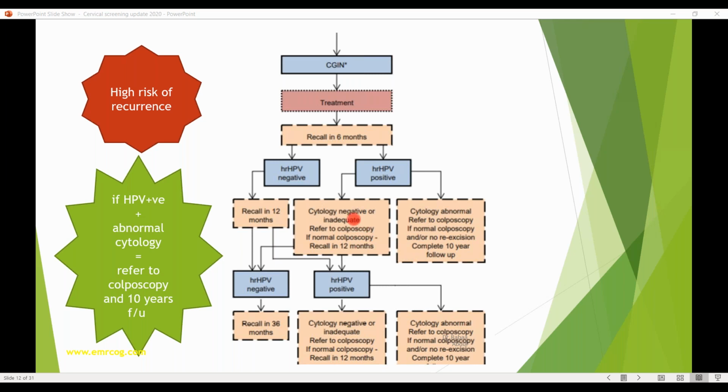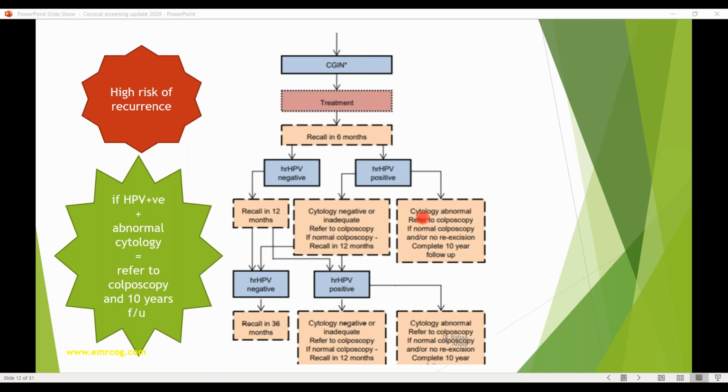Because according to the cytology here, the follow-up plan will be different. Here he divided the follow-up plan according to the cytology. If the cytology came negative or inadequate, in this case, you will refer the patient to the colposcopy. If colposcopy came negative or normal, you will ask for another 12 months. And in 12 months, if her HPV came negative, you will say bye-bye, see you in 3 years. So this is the difference.